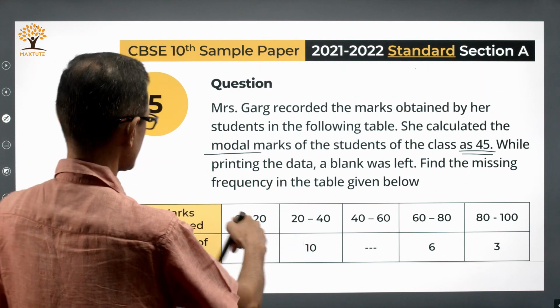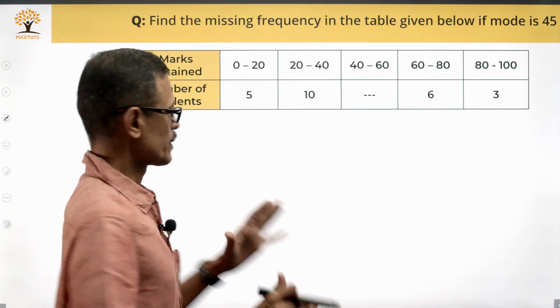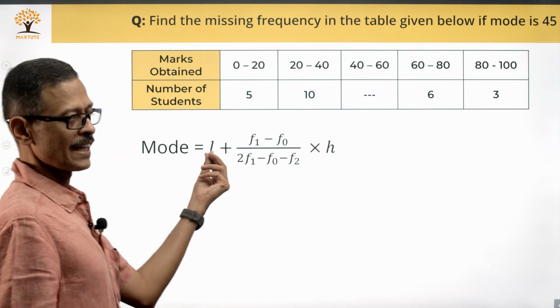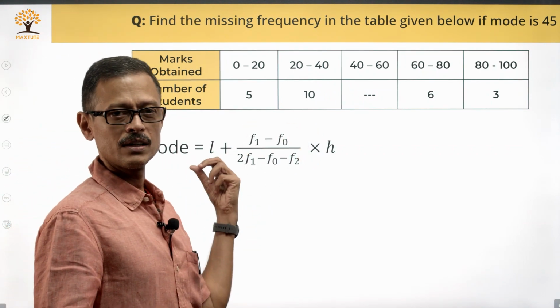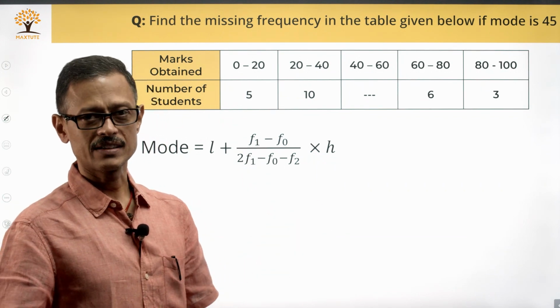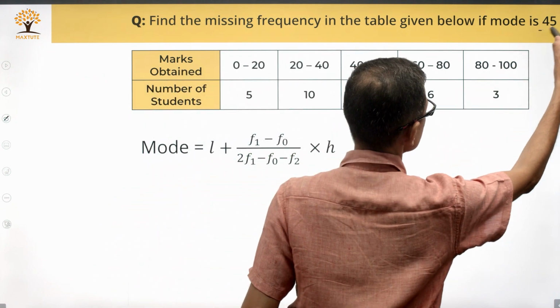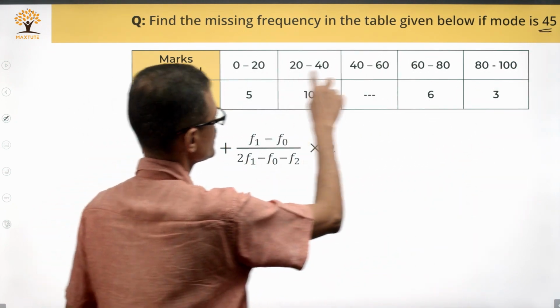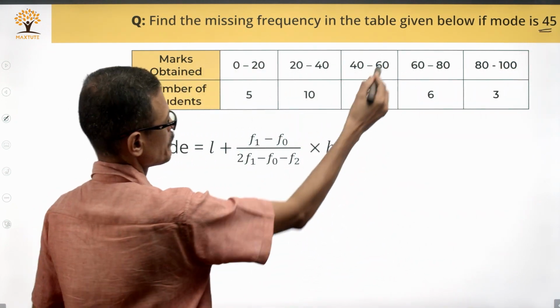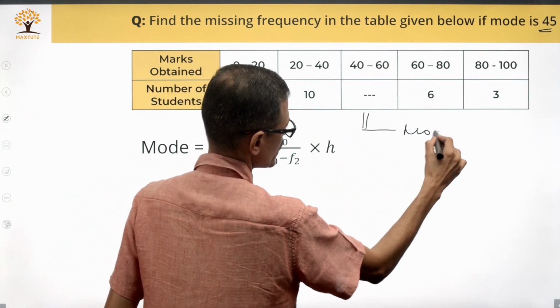Let's quickly take this table to the next slide and write down the formula to compute the mode, right? The formula to compute the mode is L plus (F1 minus F0) upon (2F1 minus F0 minus F2) times H, right? Just look at what we have in each of these things. First thing is we know the mode is equal to 45. So in which class does this mode lie? Between 40 and 60. So this happens to be our modal class.